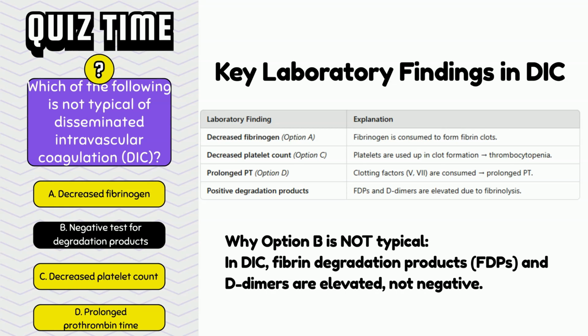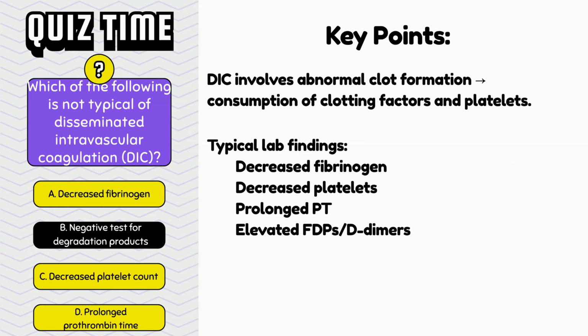In DIC, there is widespread clot formation and fibrinolysis, the breakdown of fibrin clots, leading to the production of fibrin degradation products, FDPs and D-dimers. These are markers of clot breakdown and are usually elevated in DIC, not negative. A negative test for degradation products would be atypical for DIC, where FDPs and D-dimers are generally positive or elevated.